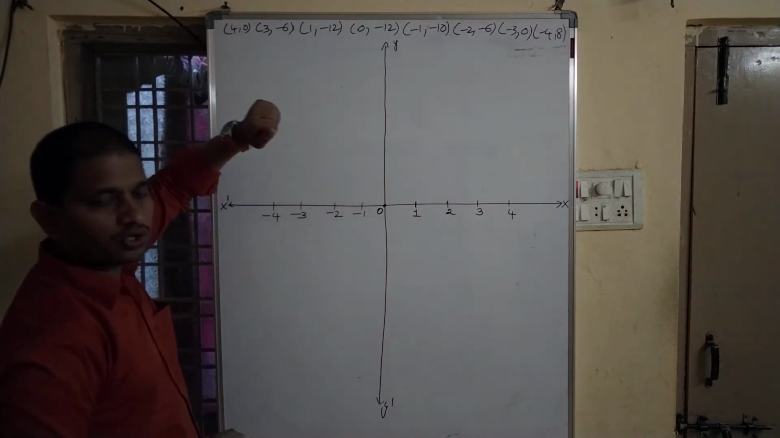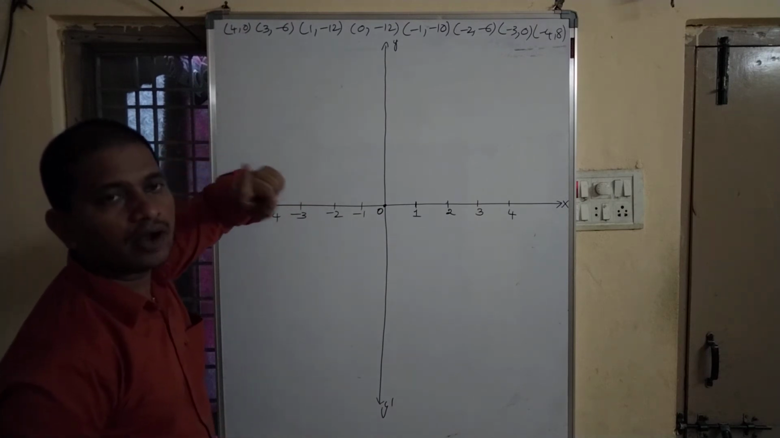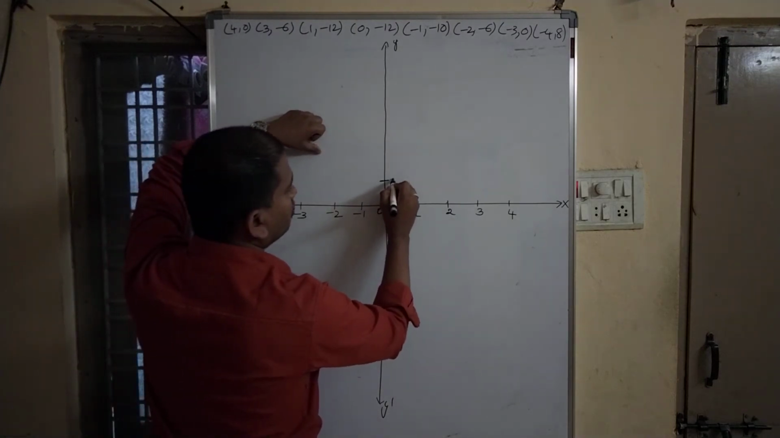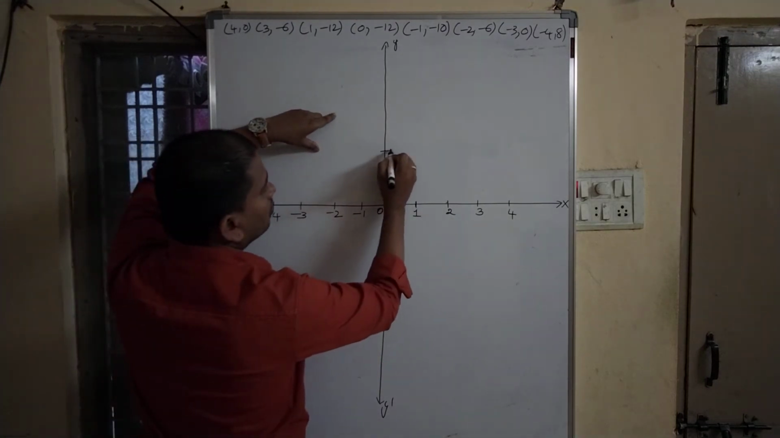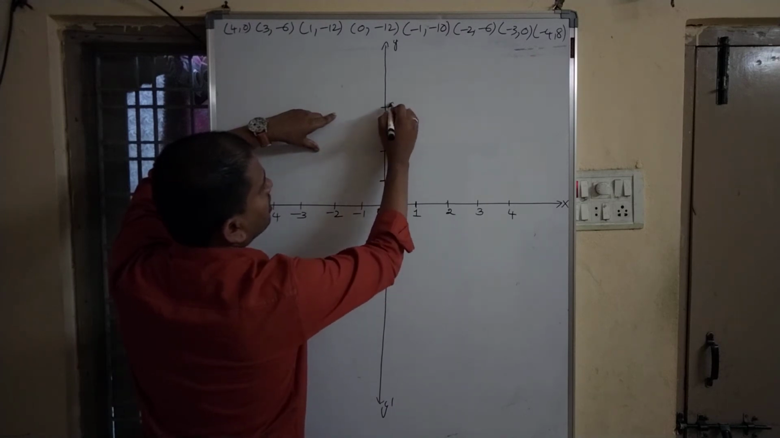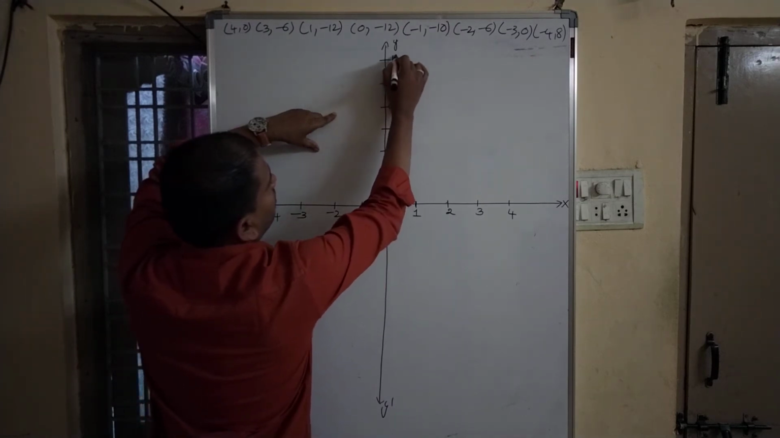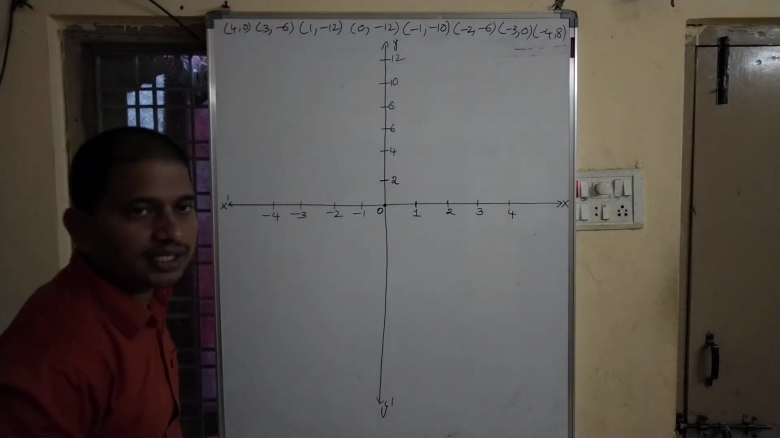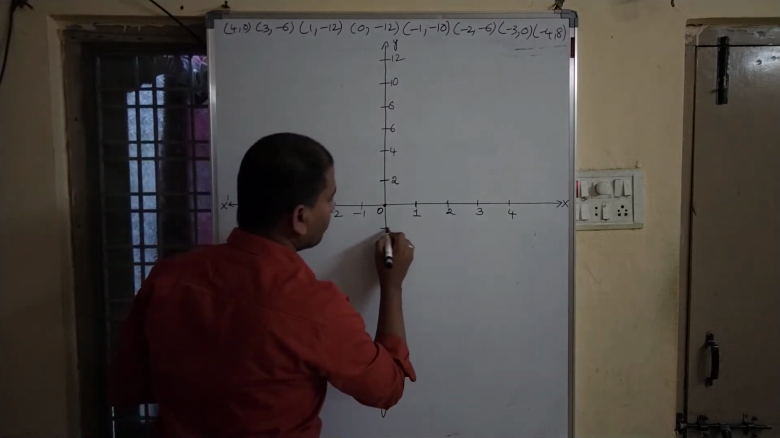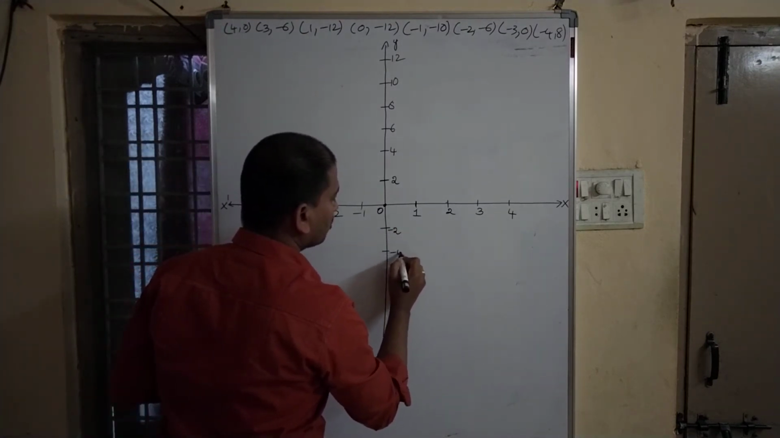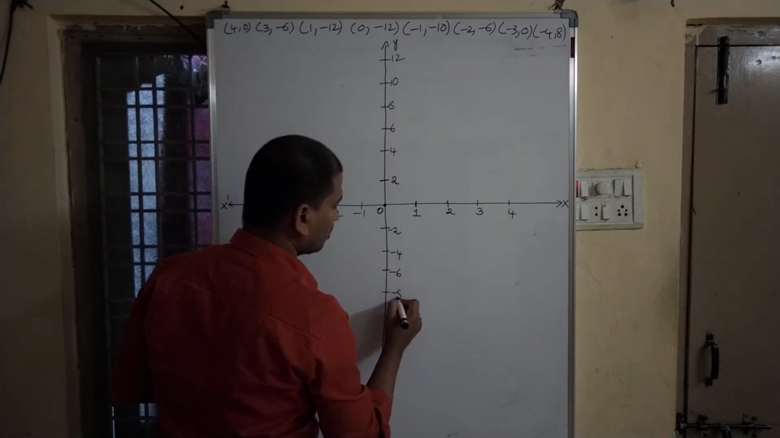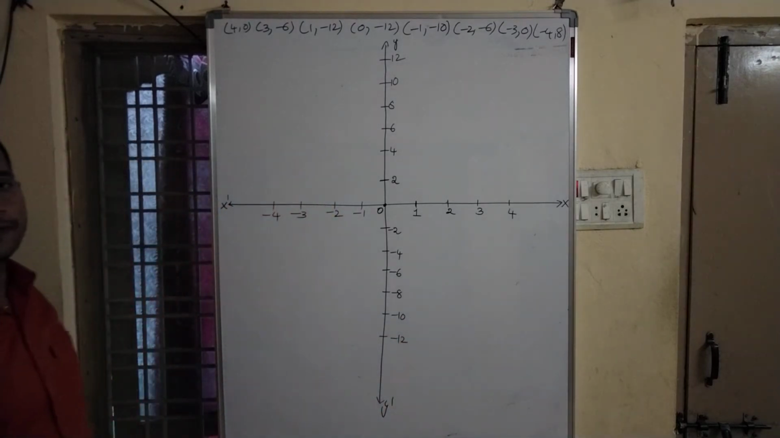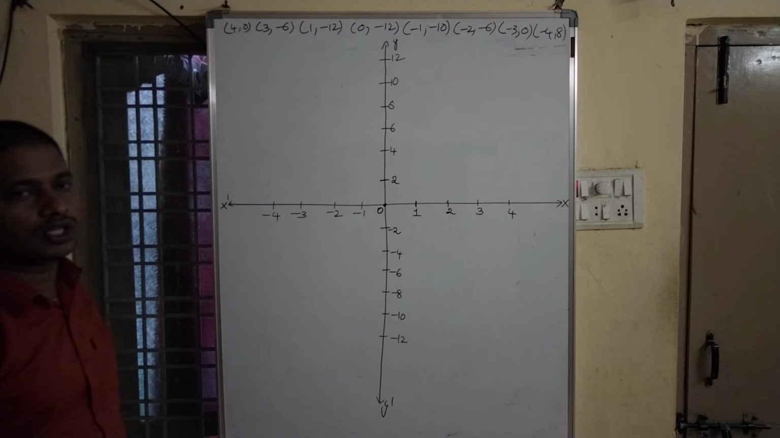Above the 0, on y-axis, I have to take positive values. Let me take 1 centimeter equal to 2 units. 2, 4, 6, 8, 10, 12 and so on. And below the 0 on y-axis, let me take 1 centimeter equal to minus 2 units. Minus 4, minus 6, minus 8, minus 10 and minus 12. Okay, now let us plot the points on the graph paper.